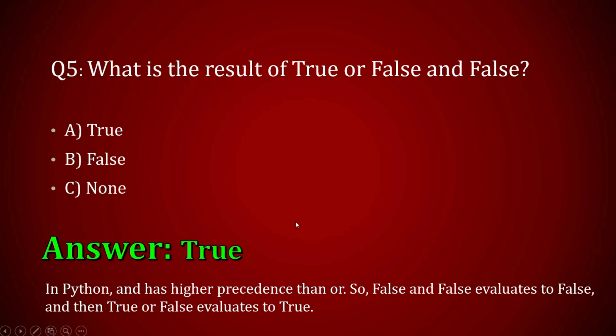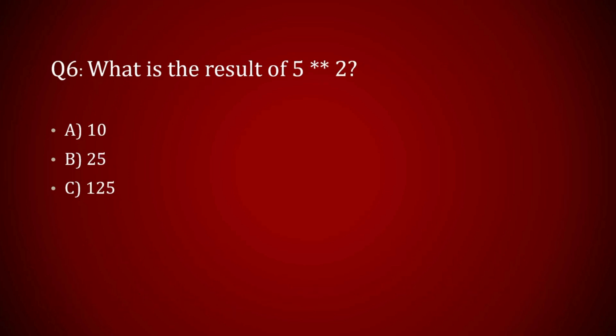Got it right? Now let's move to question number 6. What is the result of 5 asterisk asterisk 2, or 5 multiply multiply 2? We don't call it multiply asterisk. Now, what does this expression evaluate to? What will be the output? We have options A 10, B 25, C 125. Time is up. Let's reveal the answer.